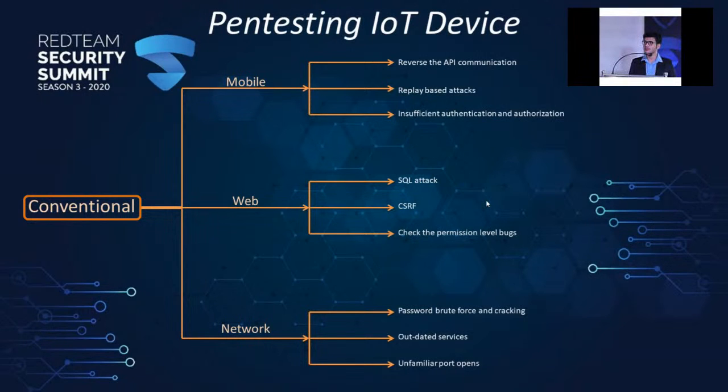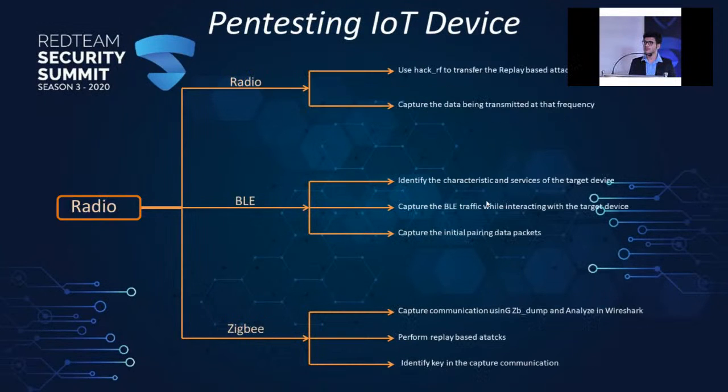And when you perform the network penetration test, you will get to know some ports are open, and there is some radio communication, some radio hacking as well. Your device is communicating from one point to another point. Some radio-based communication, BLE-based communication, and Zigbee-based communication are used nowadays for communicating between devices. For radio, there is a device called HackRF. HackRF is a device through which you can perform replay-based attacks.